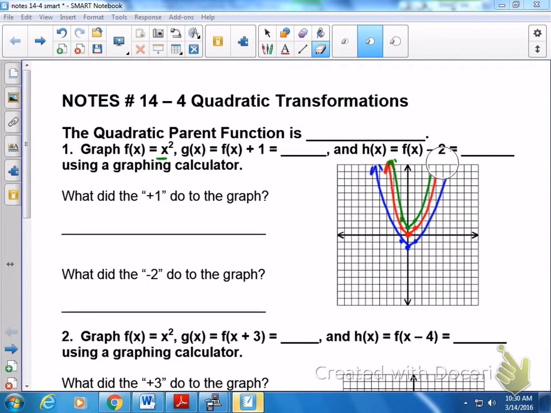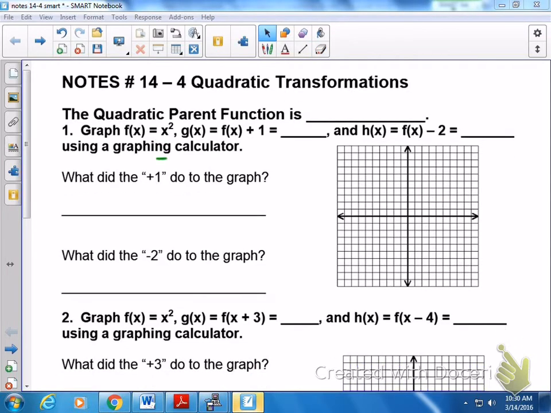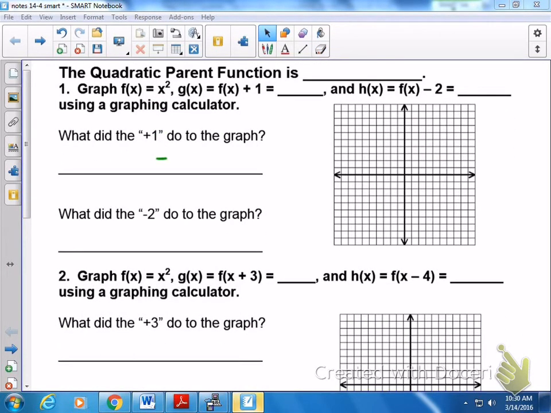Now, I want you to go ahead and look at the next one. It's a little bit different. It says if f of x is still x squared, let's have g of x as f of x plus 3. But notice up here, the 1 and the negative 2 are outside our parentheses. Now it's inside. So we're going to write this a little different. We're going to take x, and we're going to add 3 to it. Then we're going to square it. So I have x plus 3 squared.